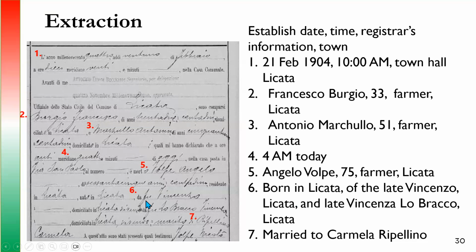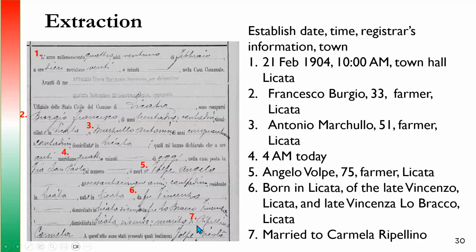Now, if you see that information, we saw that on the headstone. The letters FU in front of a name means late or deceased. So his parents are both deceased, Vincenzo and Vincenza. And Vincenza's maiden name was Labraca. We've gone another generation back, okay? They were both from Licata.